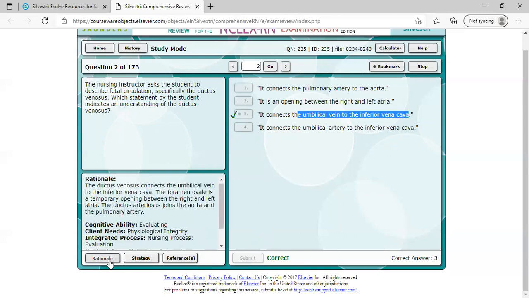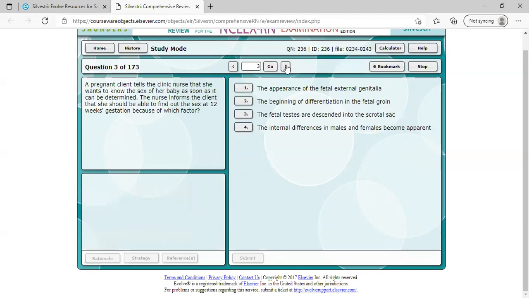Submit. Rationale. They said the ductus venosus connects the umbilical vein to the inferior vena cava. The foramen ovale is a temporary opening between the right and left atria. So next question here.